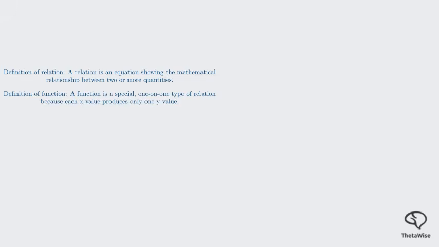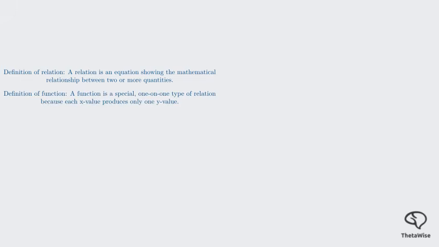Our next topic is one of the most important in algebra: the distinction between relations and functions. A relation is any equation or set of ordered pairs showing a mathematical connection between two quantities. A function is a special type of relation. It's a rule that assigns exactly one output value to each input value. In other words, for every x value you put in, you get only one y value out. This one-to-one mapping is the key difference.